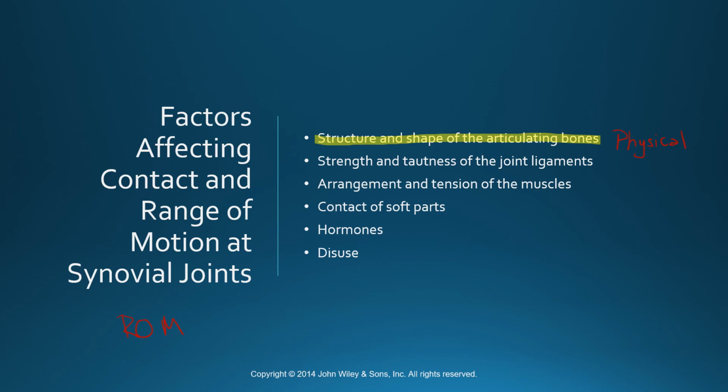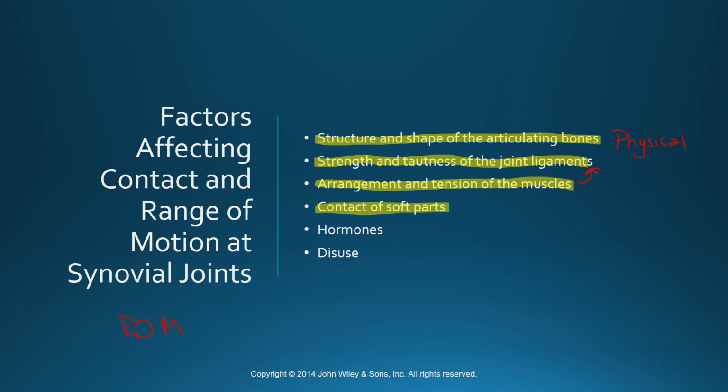Next, the strength and tension of the joint ligaments. This is when the different components of a fibrous capsule are tense only when the joint is in certain positions. So the tense ligaments not only restrict that range of motion, but they also direct the movement of the bones with respect to each other. We also have arrangement and tension of muscles. Muscle tension will reinforce the restraint that's placed on a joint by its ligaments that we just talked about, and it helps to restrict movement.